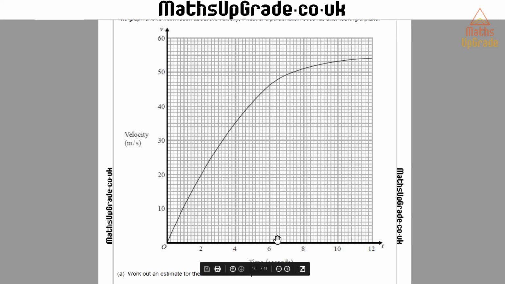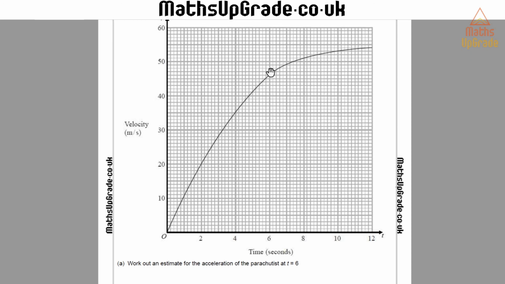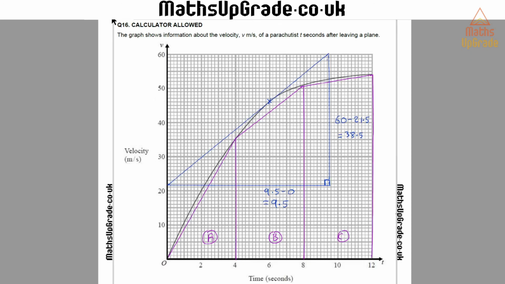And since that is given by the gradient at a relevant point in time, if I find the gradient at time equals 6 here, the gradient at this point, then that would give me an estimate for the acceleration. To find the gradient, I need to draw a tangent to this curve at this point. So that's what I'm going to do now. Here's my tangent to my curve.